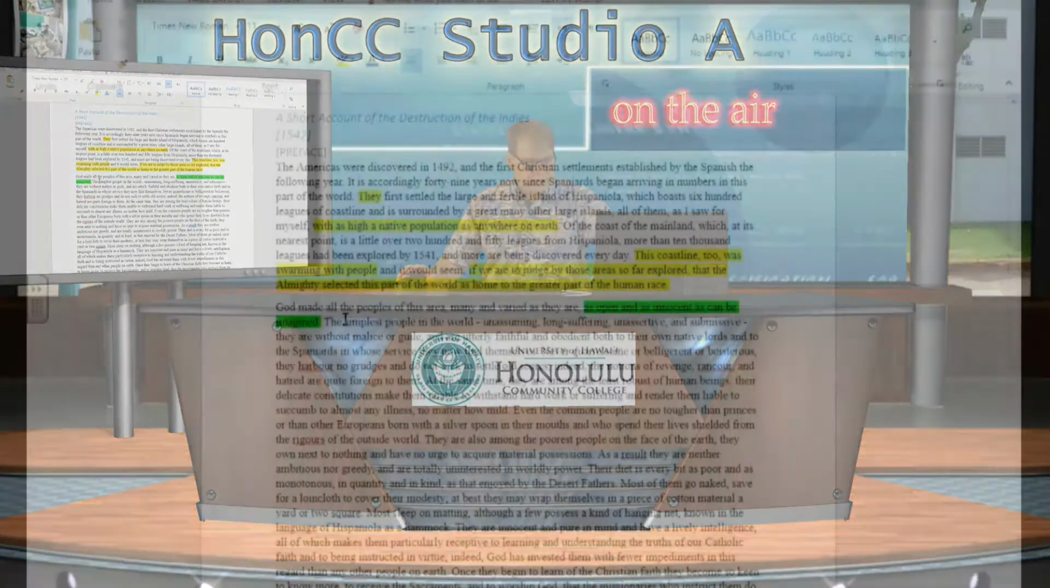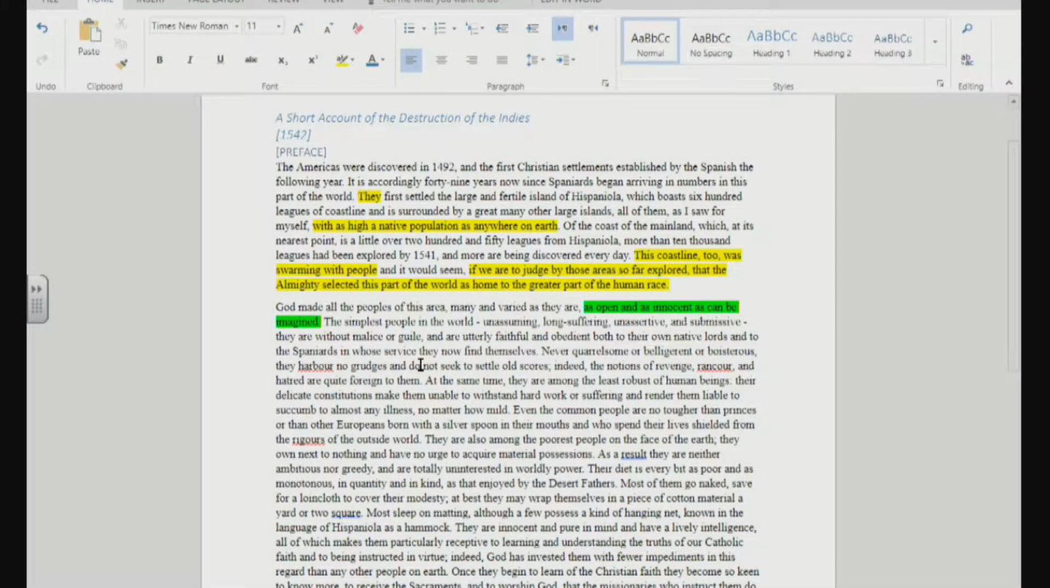I mean, we have his idea of what these people look like. Remember, de las Casas was a priest. I know that comes from outside of the document, and so for analyzing this primary source, that's kind of breaking the rules a little bit, but it's important for us to know who this author is. He's a priest, a Catholic priest. But he is really interested here in the fact that these people are open and innocent as can be imagined.